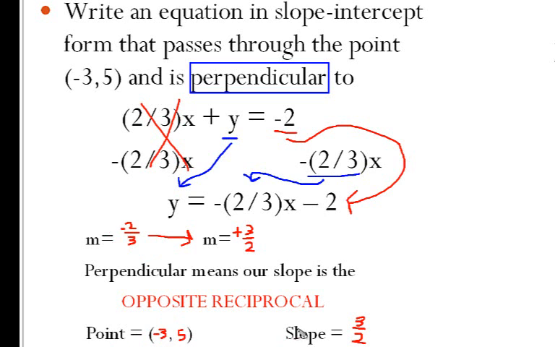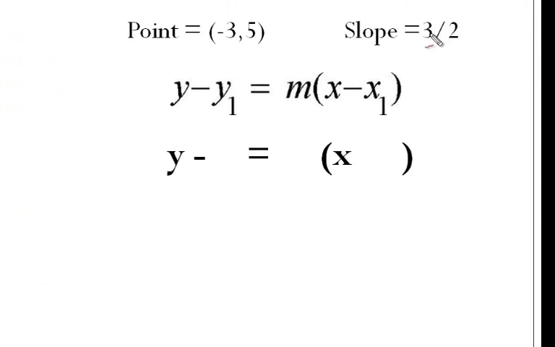We have a point, we have a slope, use point slope form. Alright, so when I plug in my x1, my y1, and my slope, I'm going to get y minus my y1, which is 5. My slope is positive 3/2. And my x minus my x1, which my x1 is already negative. So when I plug this in, x minus negative 3 is going to turn into x plus 3.